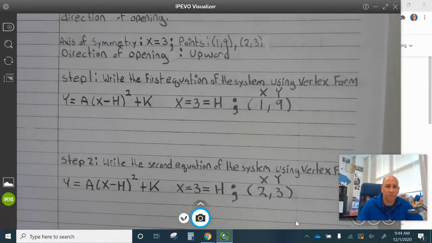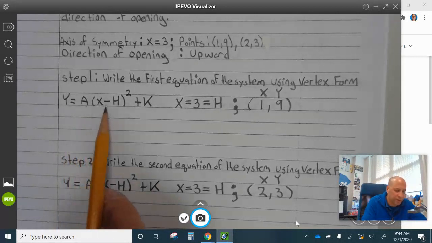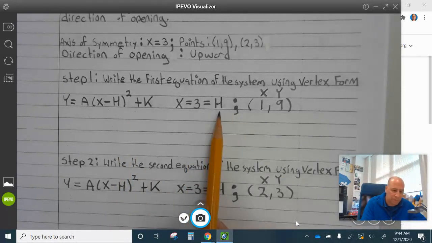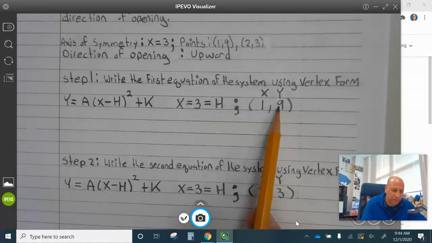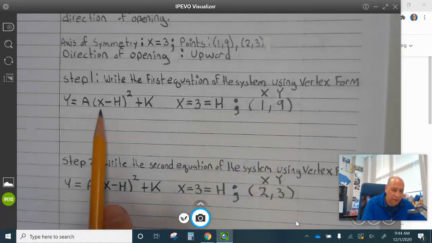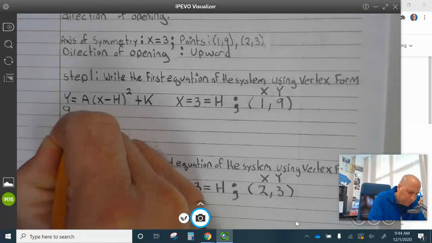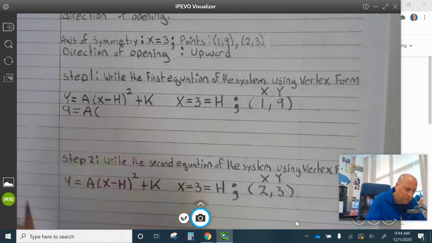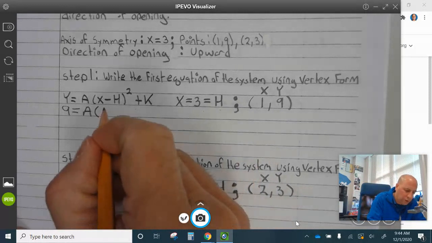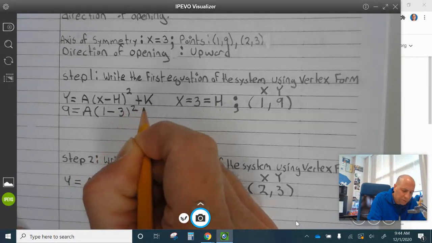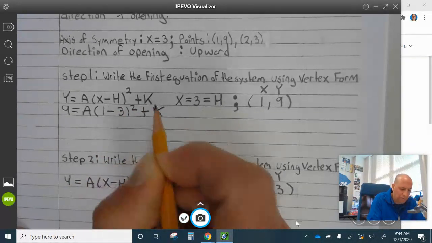Okay, step 1. Write the first equation of the system using vertex form. Okay, so we know vertex form is y equals a, parentheses x minus h squared plus k. Now, when you're given x equals 3 as the axis of symmetry, that means it's the h value. Okay, and then the point is x and y. So we need to substitute these values into here to get the first equation of the system. Okay, so y is 9, so that's 9 equals a, parentheses, x, which is 1, minus h, which is 3, squared, plus k, which we don't know.